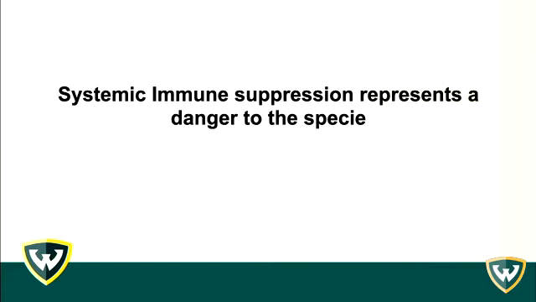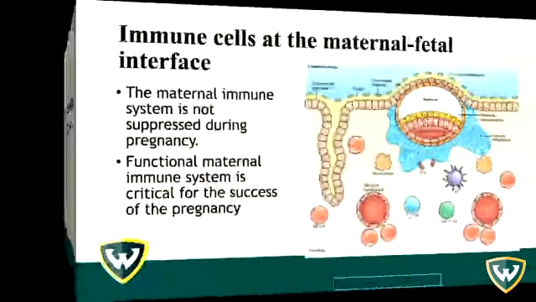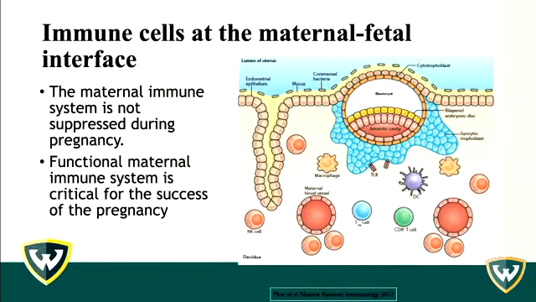So those paternal antigens are there, and the immune system is recognizing those paternal antigens. So still we don't have the answer why they are not rejected. But clearly it's not because there is immune suppression. A systemic immune suppression doesn't exist. So let's go back to the immune cells. I said the maternal immune system is not suppressed.